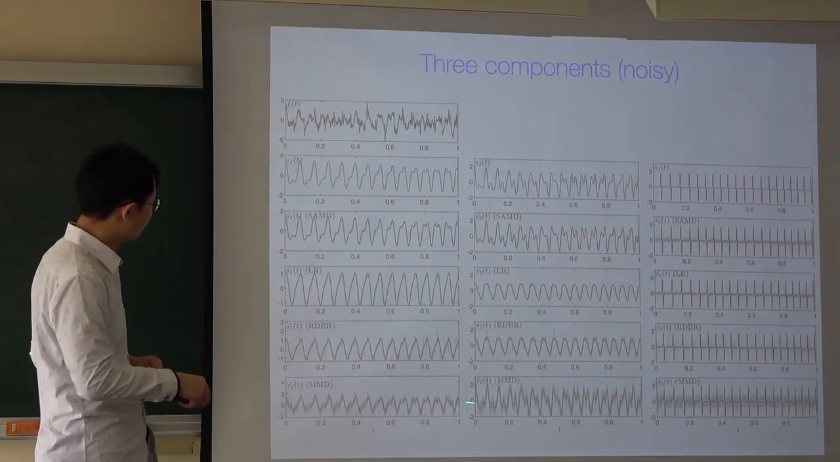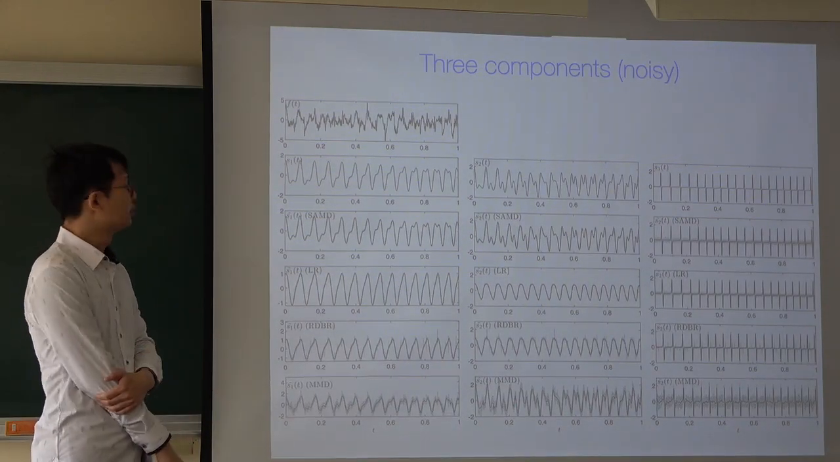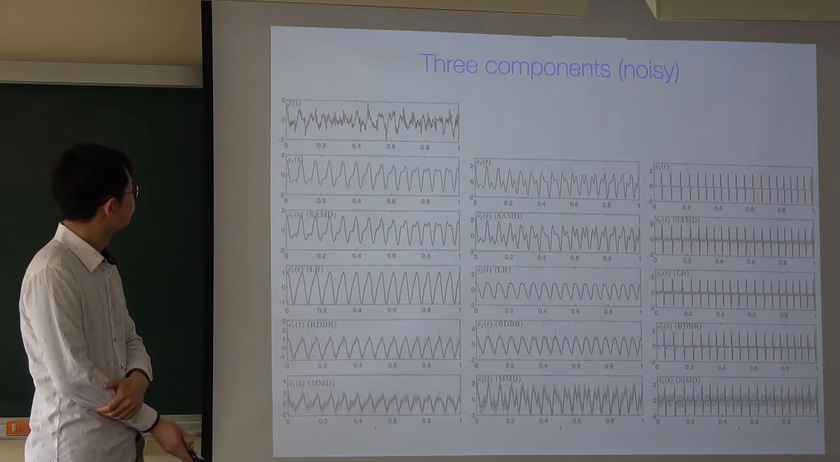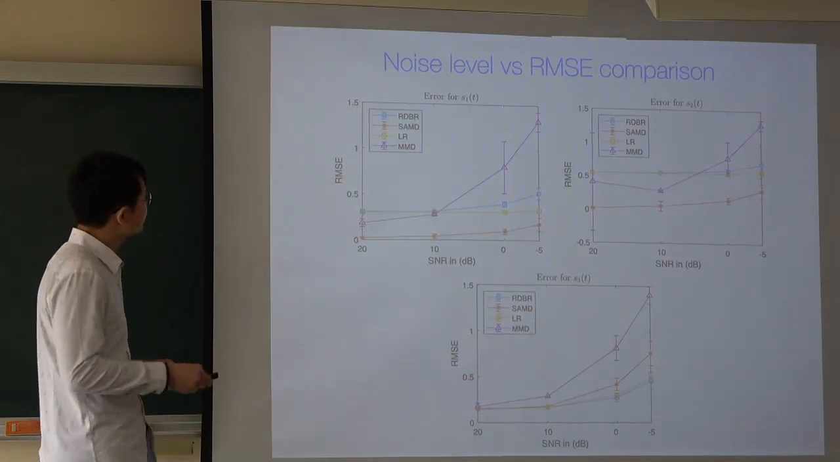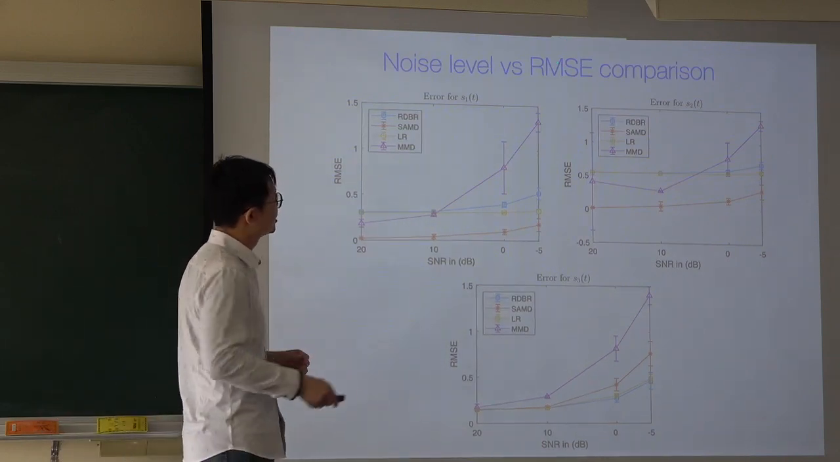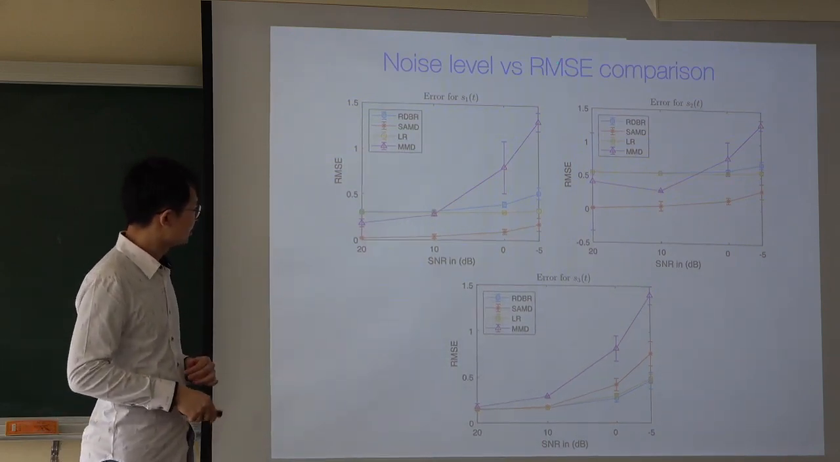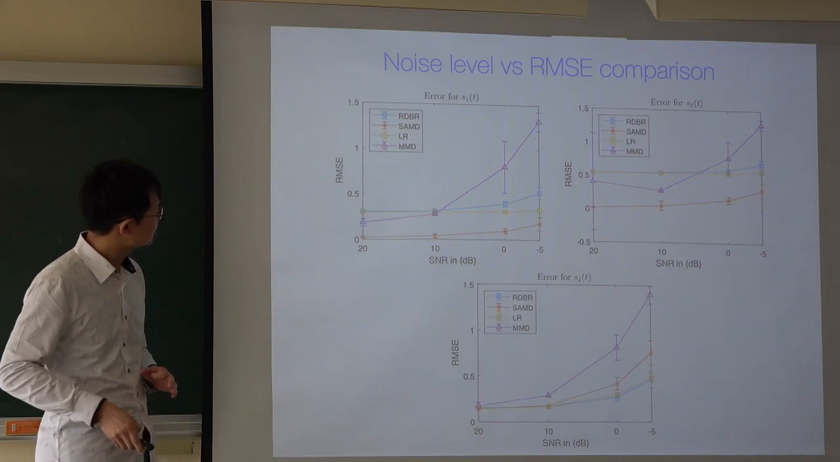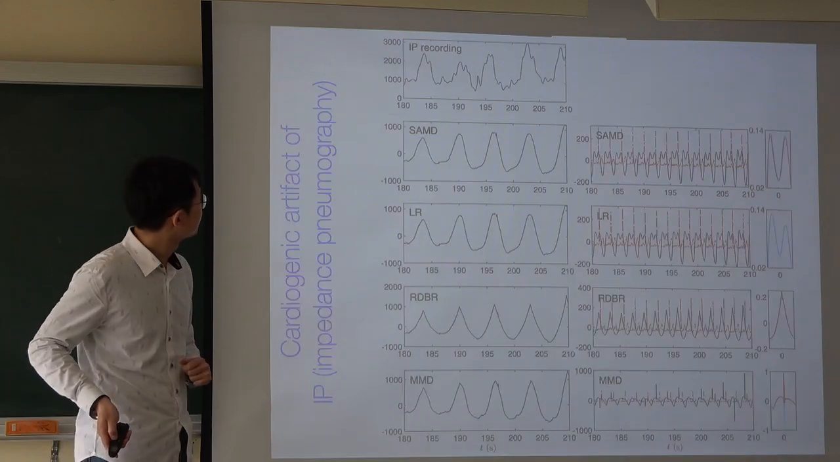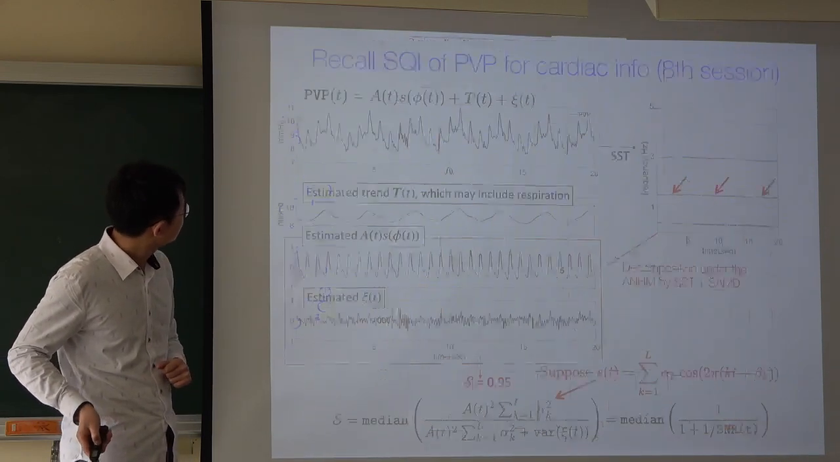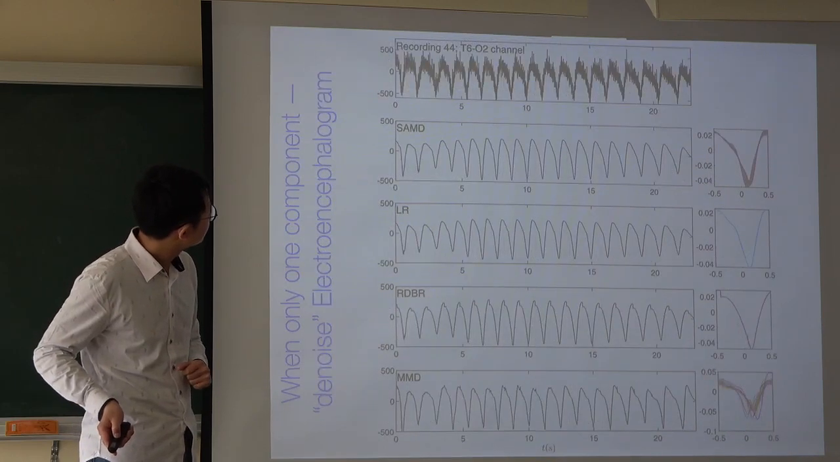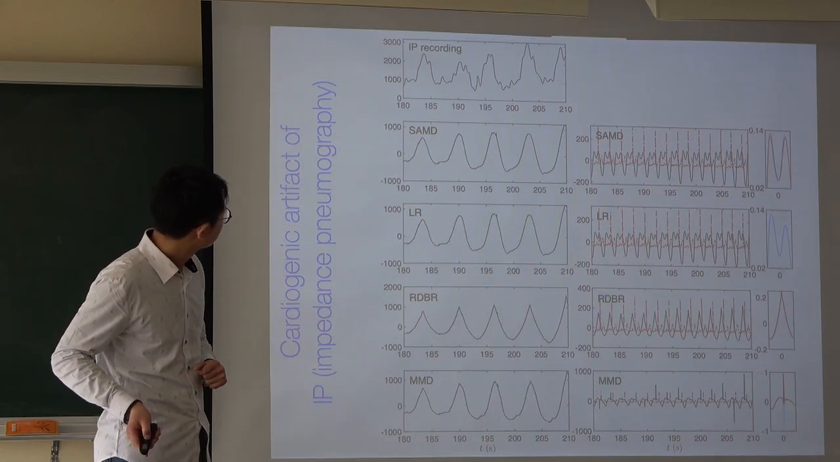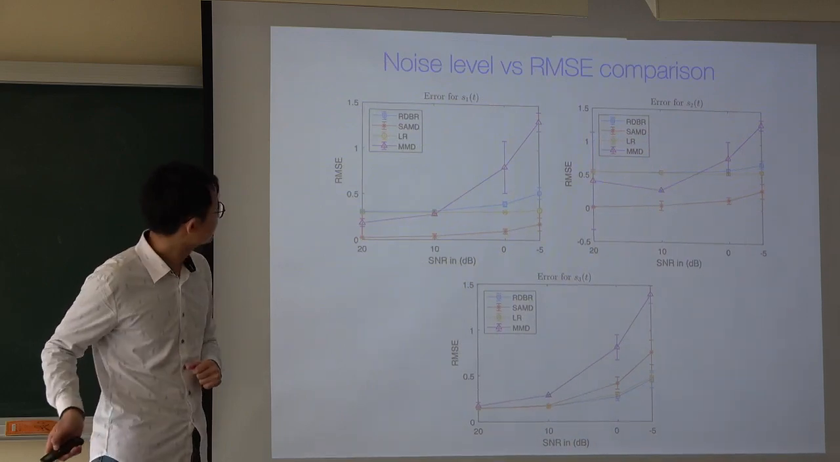And when you have noise, you can see a similar result, the same trend. And this is another summary statistic of different noise levels versus root mean square error, and you can see a similar trend as before.